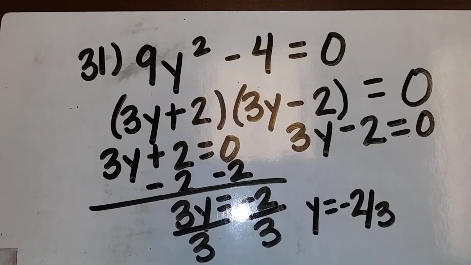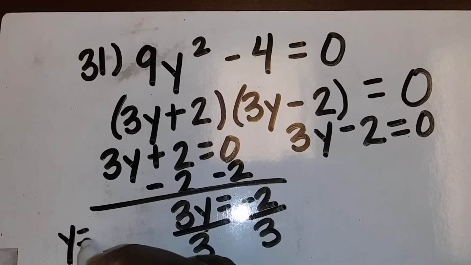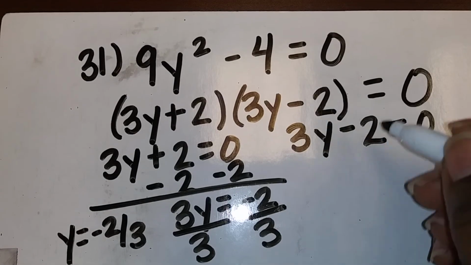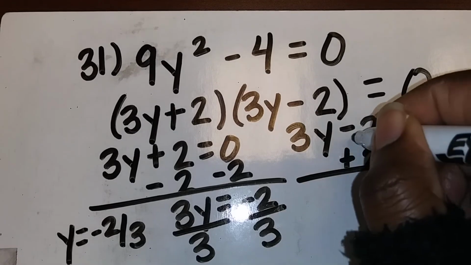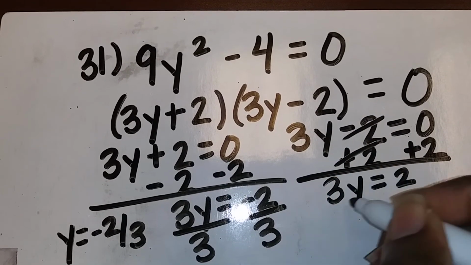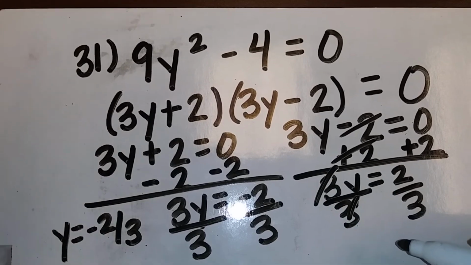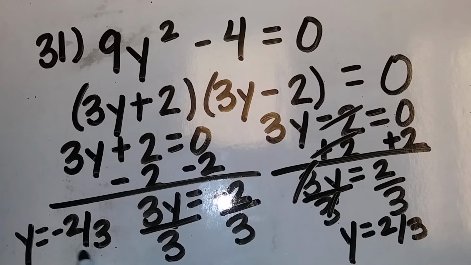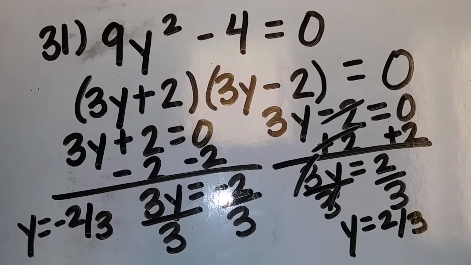So that's my first answer. Over here, we're going to add 2 on both sides of my equation. The 2's are going to cancel to 0. We have 3y equals 2. Divide both sides by 3. So y equals 2/3. So my two answers are negative 2/3 and positive 2/3, and you can write it as a solution set.